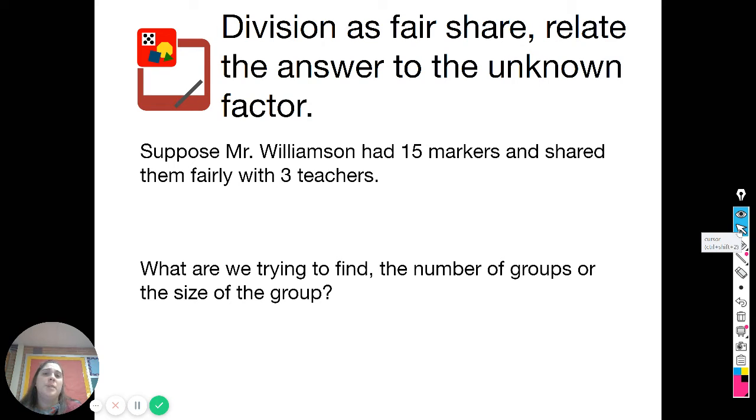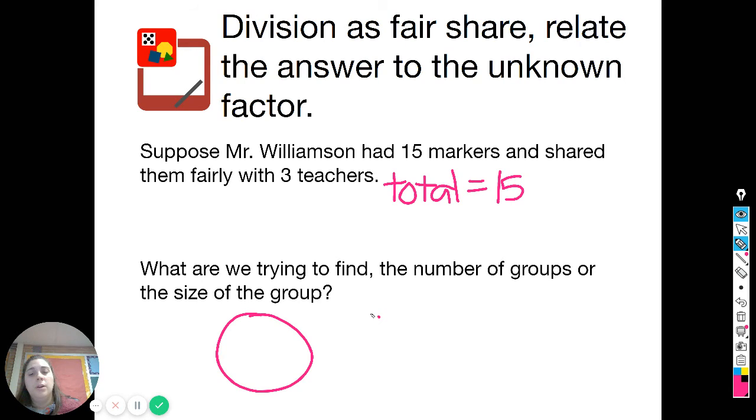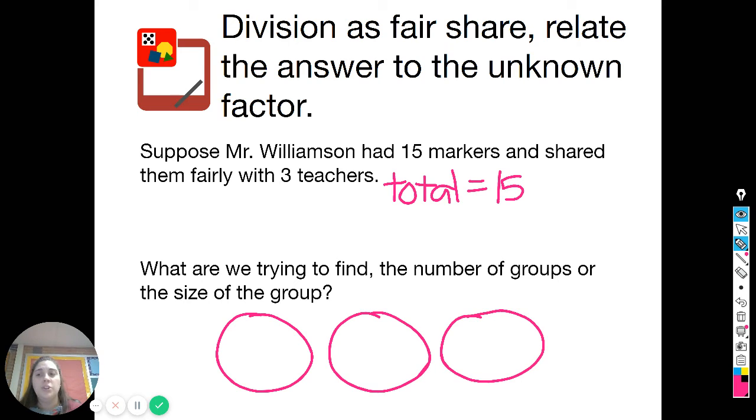Now suppose Mr. Williamson had 15 markers and shared them fairly with 3 teachers. What are we trying to find? The number of groups or the size of the group? So we know that the total is 15 markers. He has 15 markers altogether. Now he's going to share them with 3 teachers. Well, if he's sharing them with 3 people, then we know we're going to end up with 1, 2, 3 different teachers, which is the same as 3 different groups.